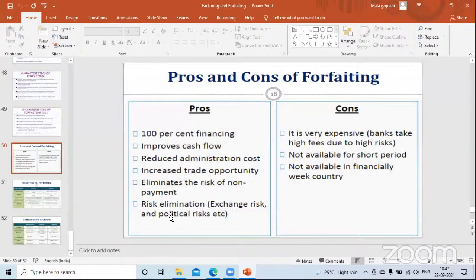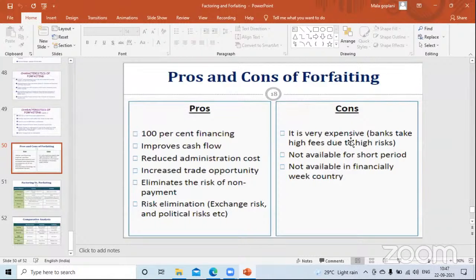Political risk is also involved because two countries are there, so two political parties. There are many types of risks involved, like market risk, political risk, exchange risk. Next, we have cons. Cons means disadvantages. Are you guys following me? Yes, ma'am. Very good.